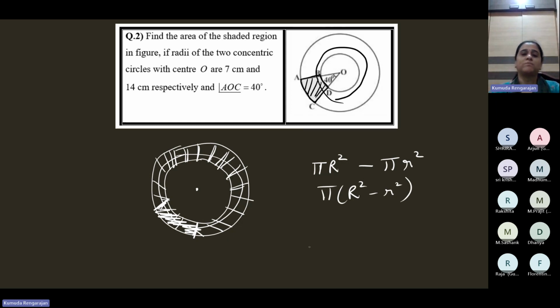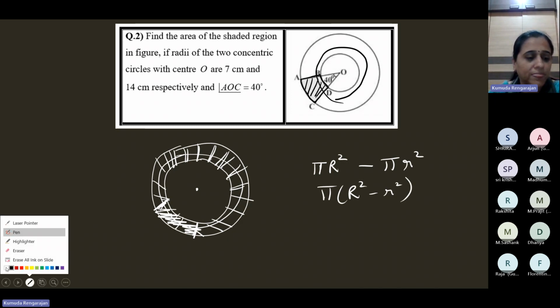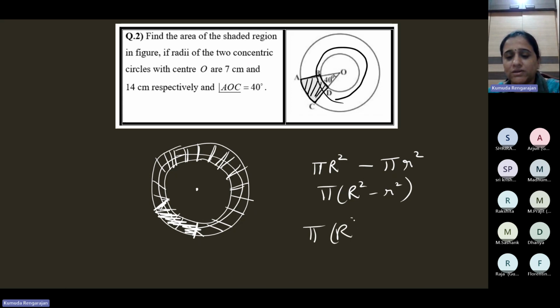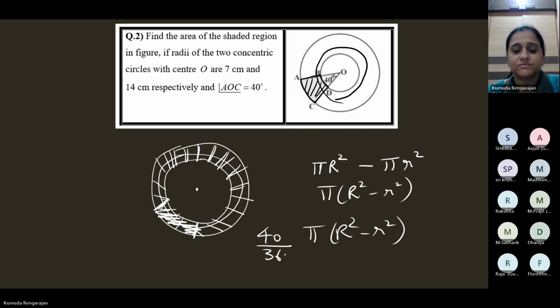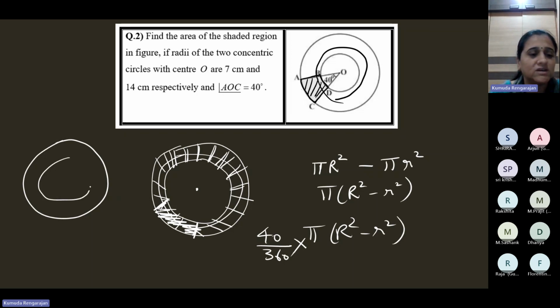Which is pi R square minus r square. So you just have to fix a fraction to this full area. The shaded region occupies some part of this area. What part of that area? 40 by 360. So theta by 360 into pi capital R square minus small r square will give you the area of any portion of the circular ring. If you want to find the area of any portion of the circular ring, you can find it using the formula theta by 360 into pi capital R square minus small r square.